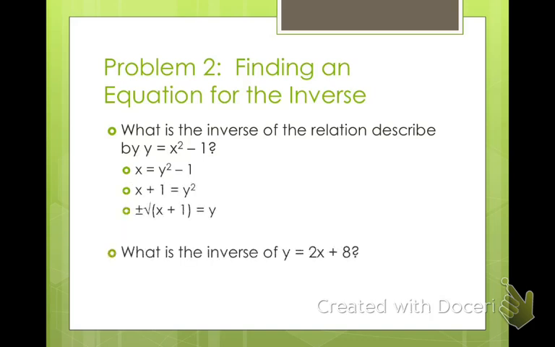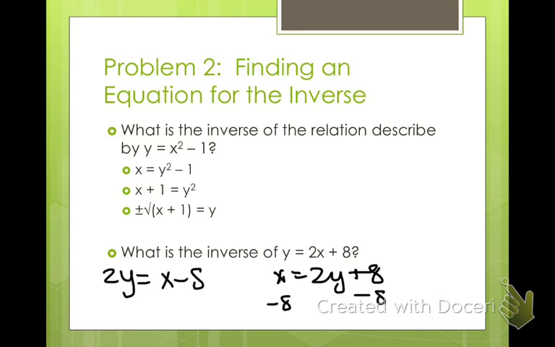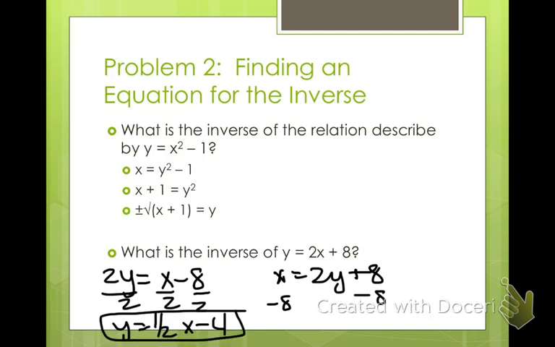So what's the inverse of this one? y equals 2x plus 8. Well, first thing you do is you switch your variables. x equals 2y plus 8. And then you solve for y. Subtract 8. 2y equals x minus 8. Divide everything by 2. y equals 1/2 x minus 4. That is our inverse of y equals 2x plus 8.